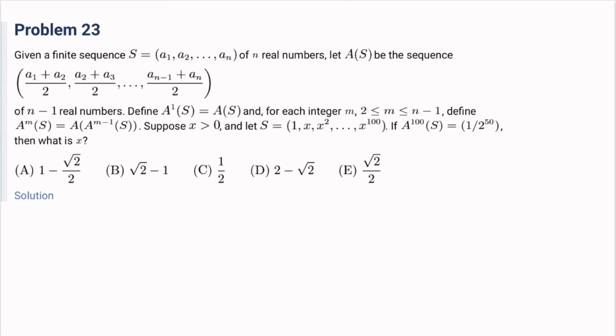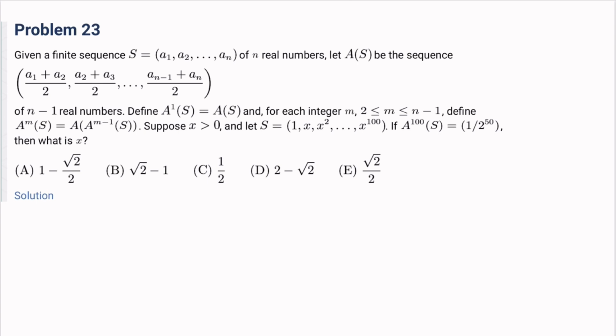Number 23. Given a finite sequence S equals this of n real numbers, let AS be the sequence this of n minus 1 real numbers. Define A1S equals AS, and for each integer m between 2 and n minus 1, define AmS equals A of A(m-1)S. And suppose x is greater than 0, and this is true. If A100S equals 1 over 2 to the 50th power, then what is x?